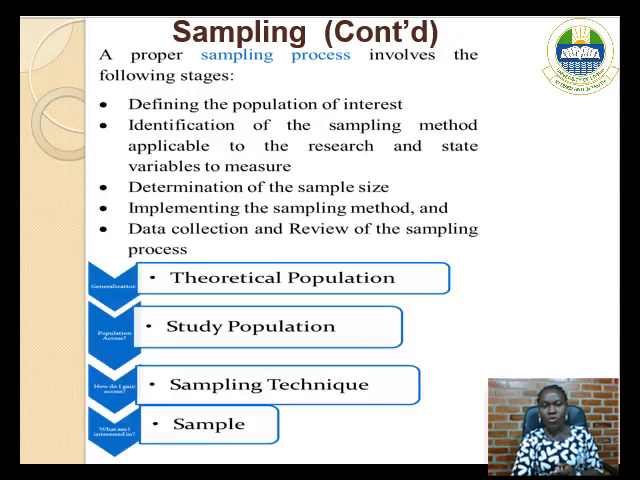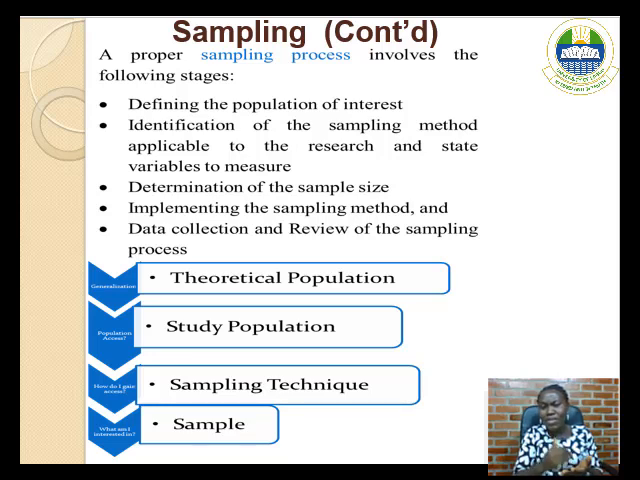Now let's quickly take a look at this slide. Let's take a look at what we are talking about here. Generally, a generalization is talking about the theoretical population. Now we will streamline it down to our study population. That is, we want to gain access to our population. Then how do we gain access to our population? That is when we now determine a sampling technique. We know how to go about it. Then what about our sample? Which of the sample are we interested in? That's when we now determine our sample.